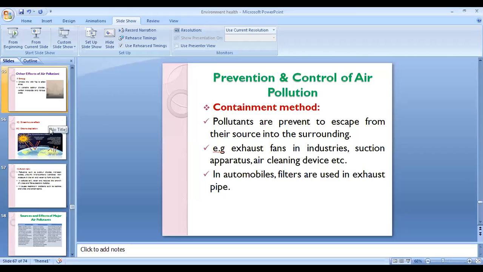So we will discuss the sources of the major air pollutants and what their main effects on health are. Okay, I think last time we discussed all these effects, right?